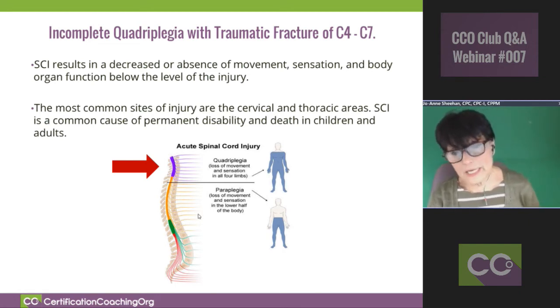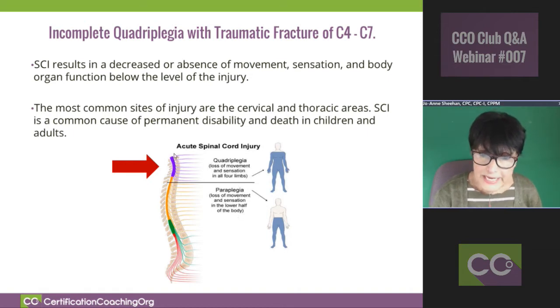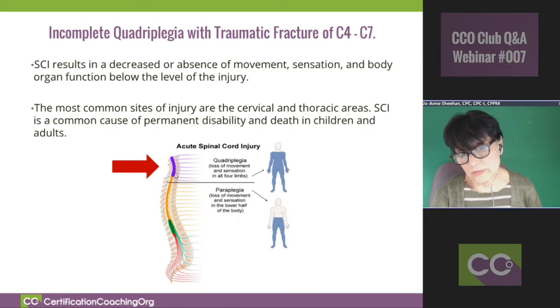So when you look here at this diagram, where it's quadriplegia, it's the loss of movement and sensation in all 4 limbs, and this is the area of quadriplegia. And paraplegia is the loss of movement and sensation in the lower half of the body. But here we have the cervical section, and then you'll see T1 to T2, and that is all the area that is affected.